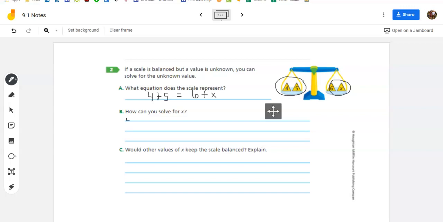So I know 4 plus 5 equals 9. So we need to figure out 6 plus what equals 9. If I put a 3 in there, I will get the right answer. And that will balance the sides. Would other values of x keep the scale balanced? So if I put in a number other than 3, would that keep the scale balanced? No, it would not, because it would not equal 9. And we need to equal 9 because 4 plus 5 is 9.